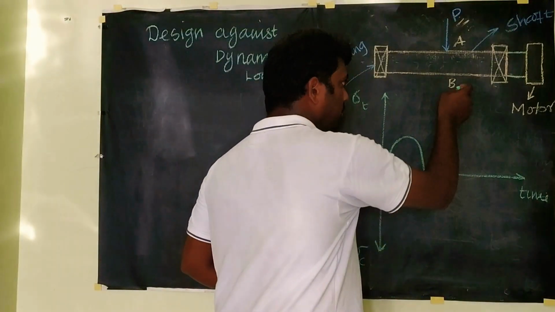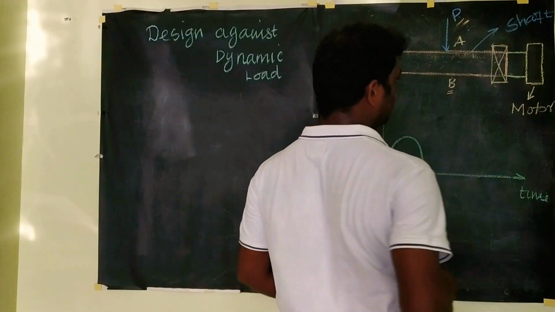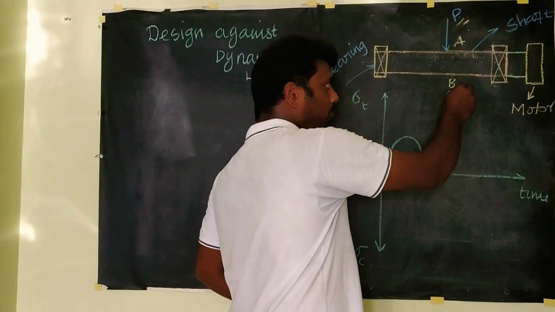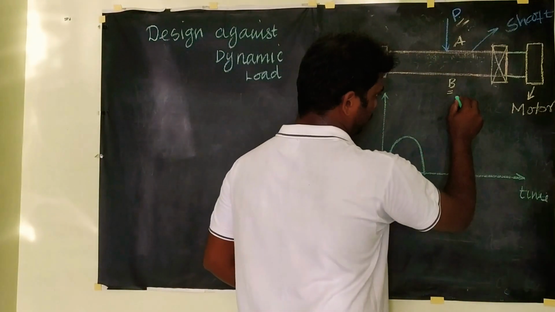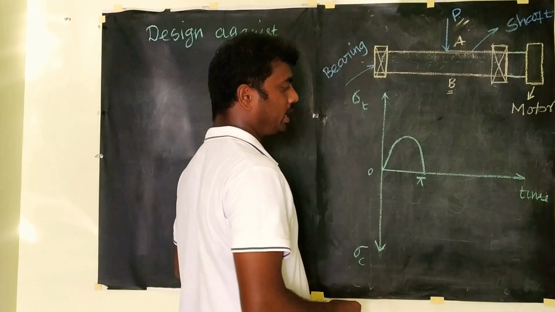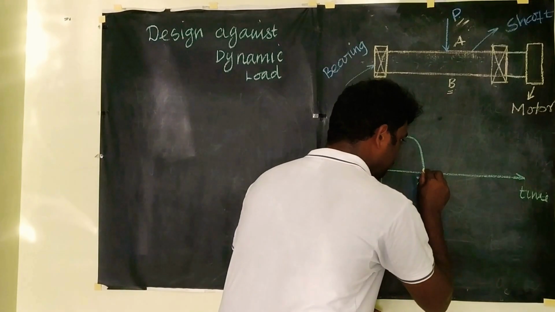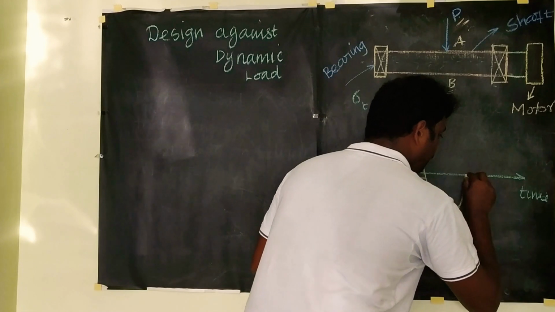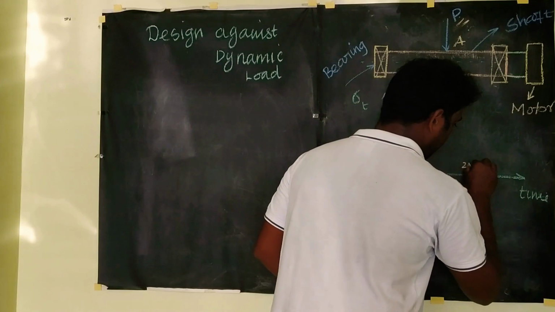This point B is subjected to tensile stress. Then this shaft is revolved with the help of the motor, so under this action, this point B goes to the top. In the remaining half revolution, this point B goes up. At that instant, this point B will carry compressive stress. This is 2 pi.